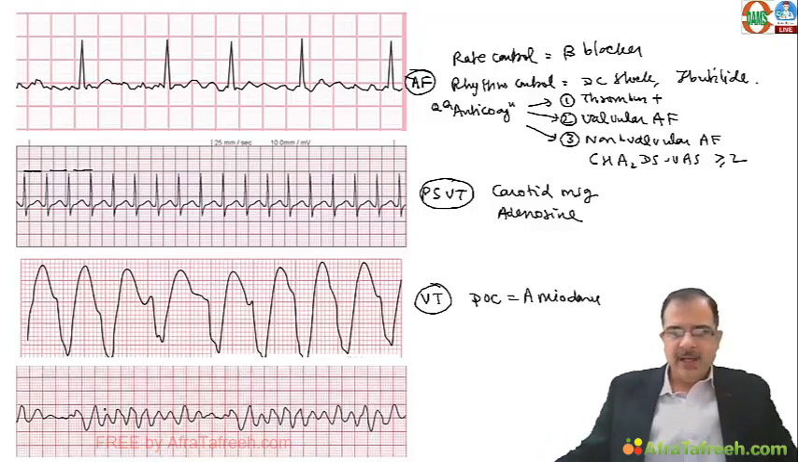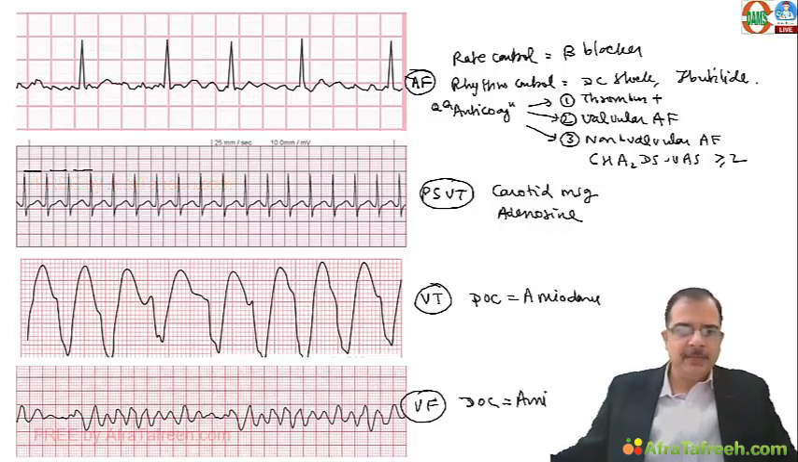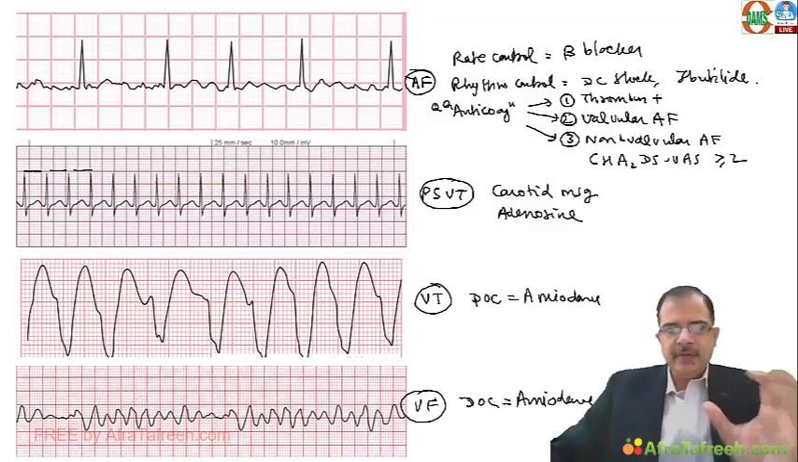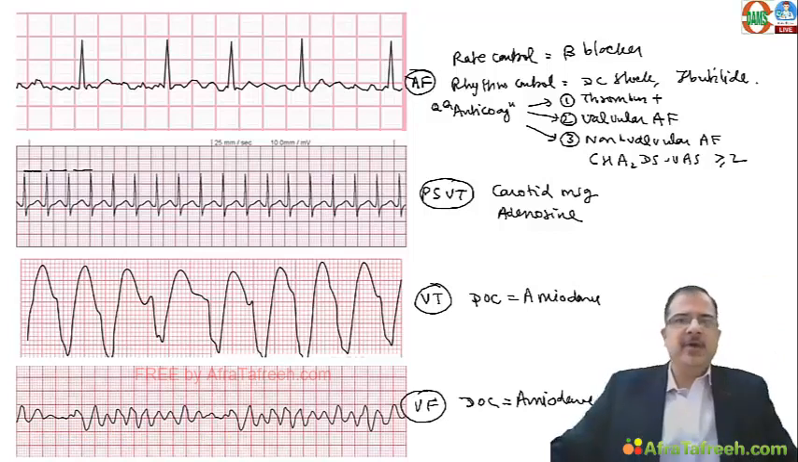While when no definitive QRS complex is there, this is ventricular fibrillation. The treatment is DC shock. If the drug of choice is asked, then again it is amiodarone that should be given. So these are the commonly given ECGs, and first you have to make a diagnosis and see what the treatment should be.